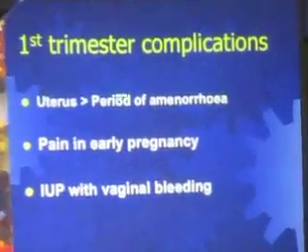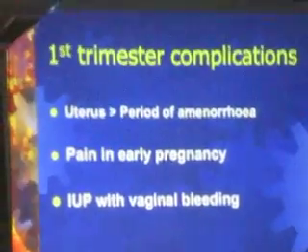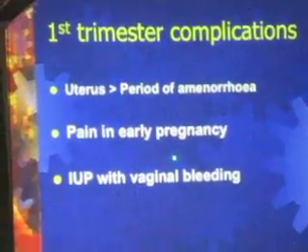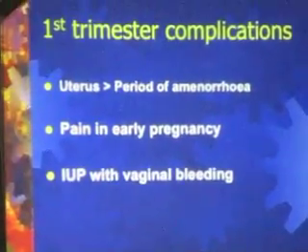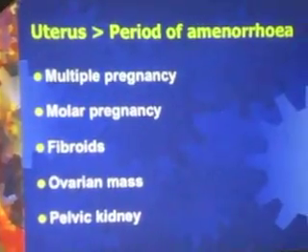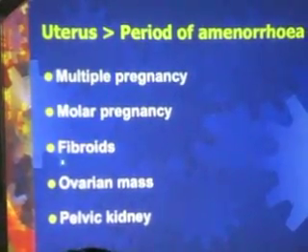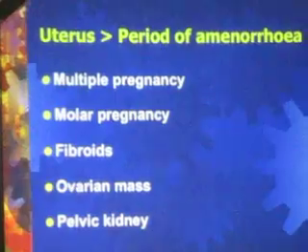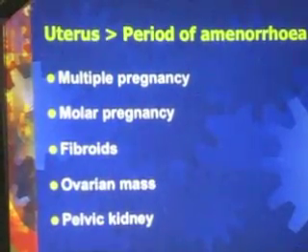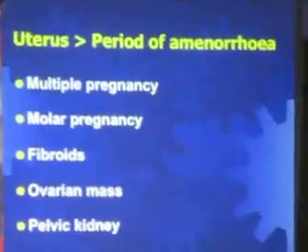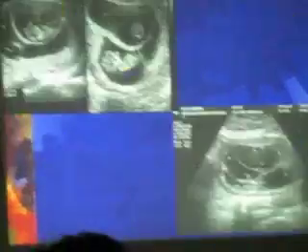implanted. Now, uterus larger than the period of amenorrhea, pain in early pregnancy, intrauterine pregnancy with vaginal bleeding. Then uterus greater than the period of amenorrhea, you'll have multiple pregnancy, molars, fibroids, ovarian masses. Sometimes pelvic kidneys have been reported as uterus appears larger than dates. When you do the scan, uterus is normal, but there's a pelvic kidney there.